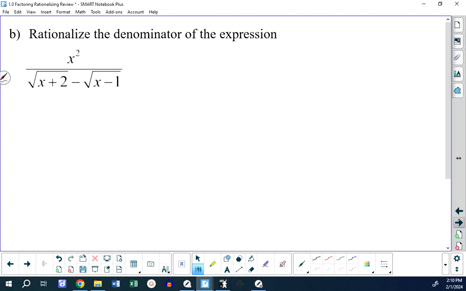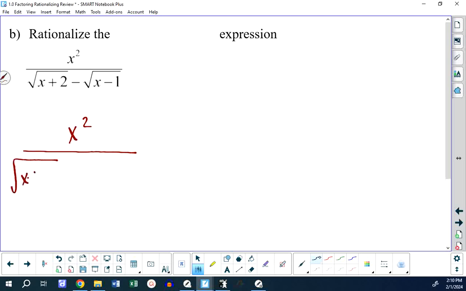B, second example. So rationalize the denominator of this expression. I mean, let's face it. If I said to you, rationalize the expression, clearly you're going to rationalize the denominator because it's the only one that has radicals. So we have x squared over root x plus 2 minus root x minus 1.